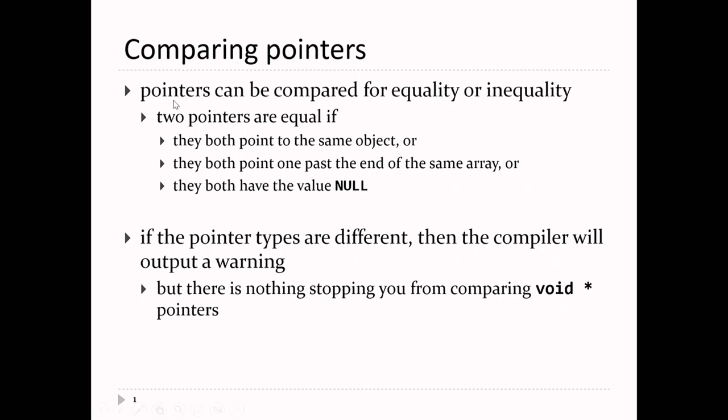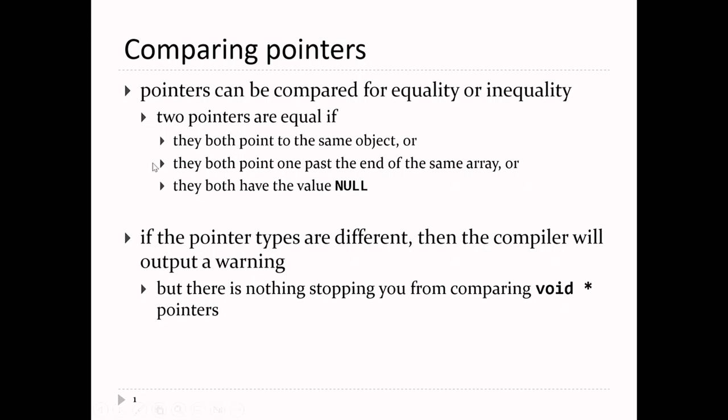So for example, you can take 2 pointers and you can ask, are they equal? So 2 pointers are equal if they both point to the same object. So that kind of makes sense. However, there's other situations where 2 pointers can be equal. So if you have 2 pointers that are both null, meaning they point at nothing, then they're also equal.